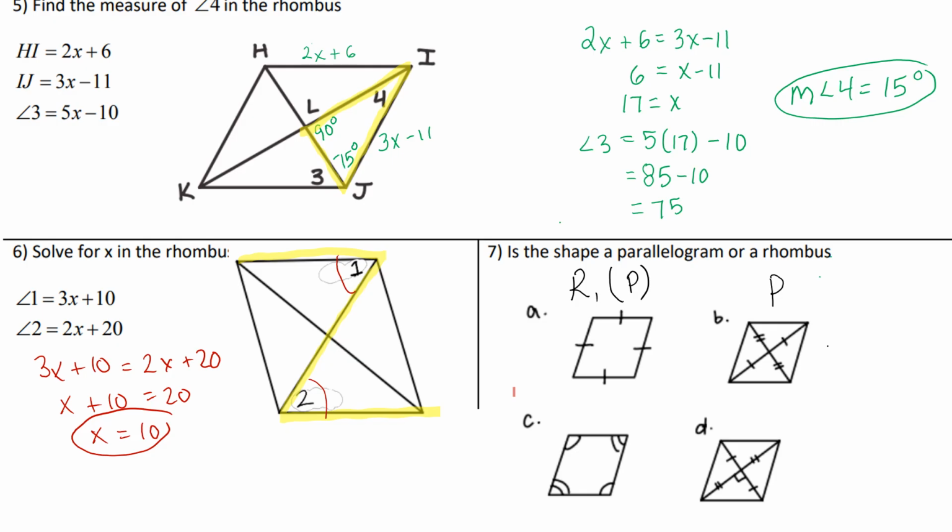Letter C, opposite angles are congruent to each other. That's a property of a parallelogram. There's nothing additional given to us, so that does not have to be a rhombus. Letter D, I know that the diagonals bisect each other, but I also know that they make a right angle. So this one is not just a parallelogram, it's also a rhombus. It's a parallelogram as well, but more specifically, it's a rhombus.